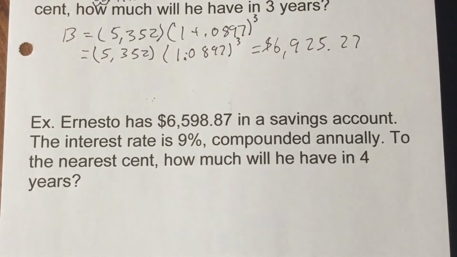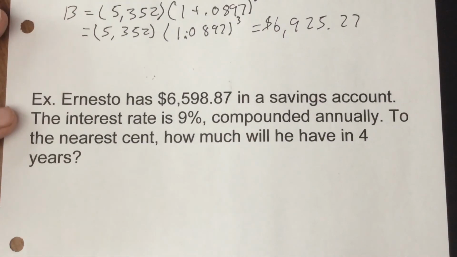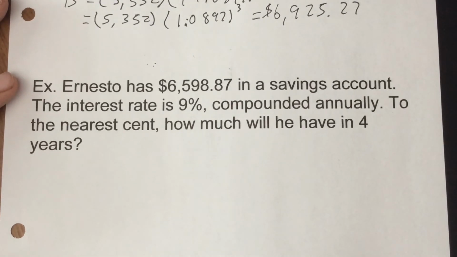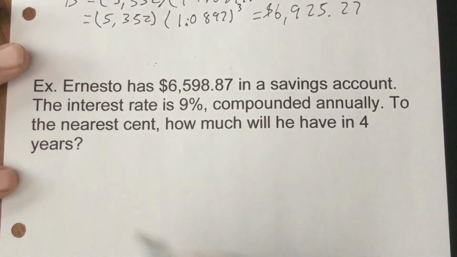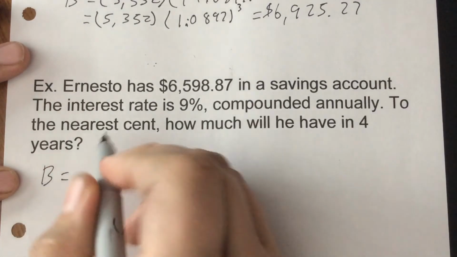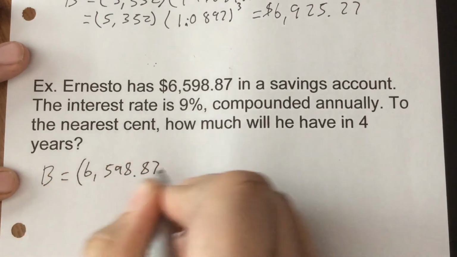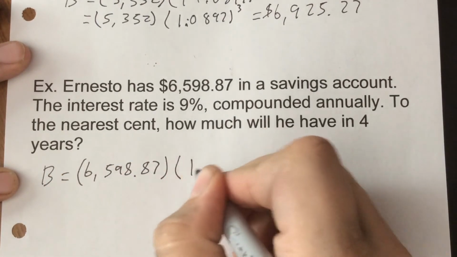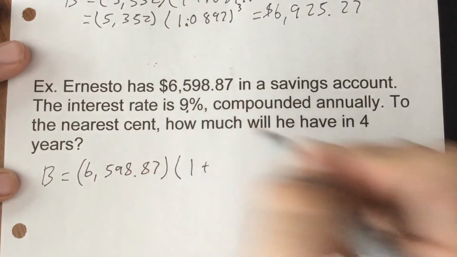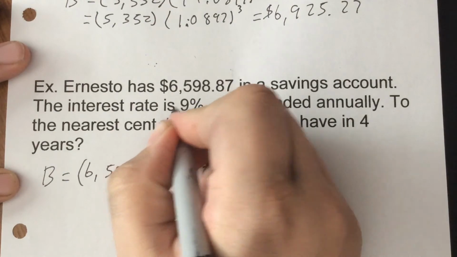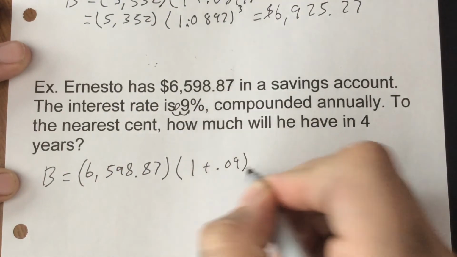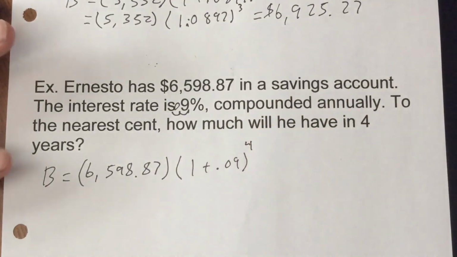All right, last one. Ernesto has $6,598.87 in his savings account. The interest rate is 9% and it's compounded annually. To the nearest cent, how much will he have in 4 years? Well, let's find out. B equals 6,598.87 is that principal. The next part is always 1 plus. Our rate is 9, so if the decimal is there, we go 1, 2, so 0.09. And it's 4 years, so we're raising it to the 4th power.